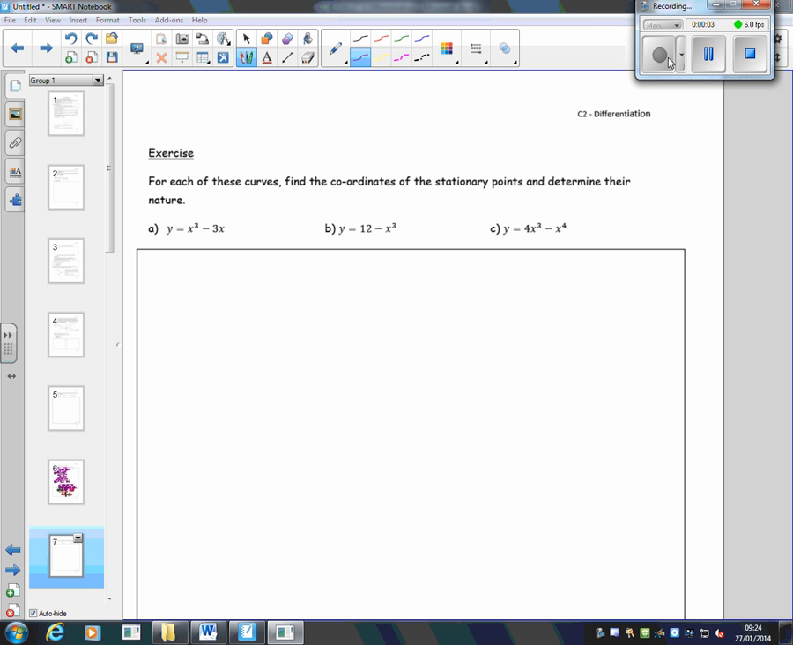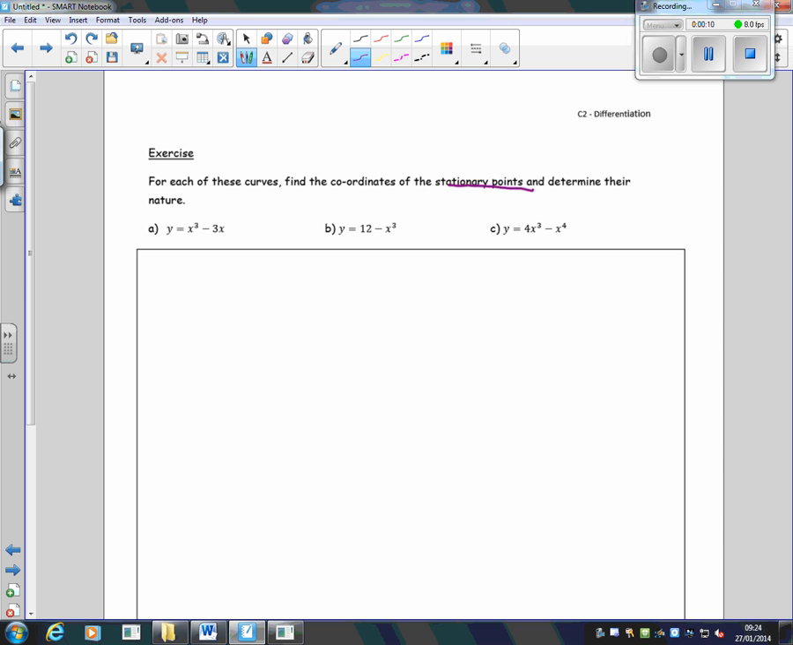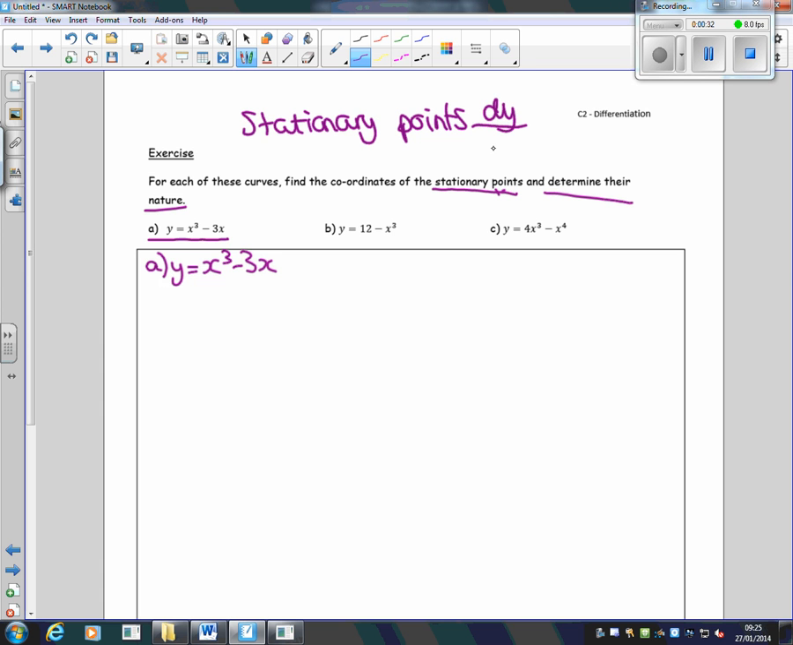Differentiation exercise 2. Here we need to find the coordinates of the stationary points and determine their nature. So we have A, where y equals x cubed minus 3x. The important thing to remember at first is that the stationary points are at dy by dx equals 0.